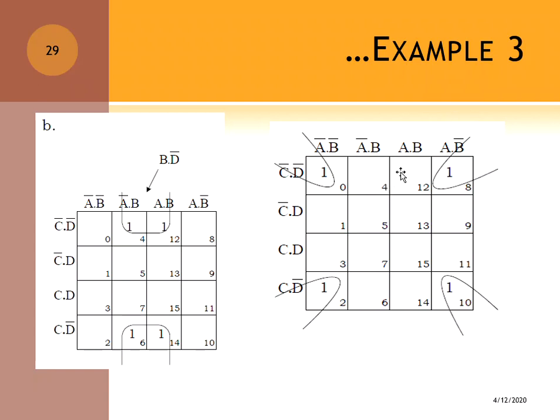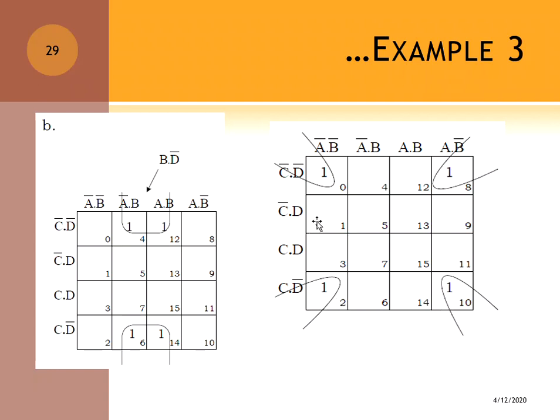And the last one for this session is, if you have 4 corners, you can have the common term here. If you see carefully, this one common term B bar, this one also has B bar, B bar and B bar. So the common term B bar. But we have to consider this one C bar, cell number 0 and number 8. The common term between these 2 cells is C bar D bar. The common term between cell number 2 and 10 is C dot D bar.